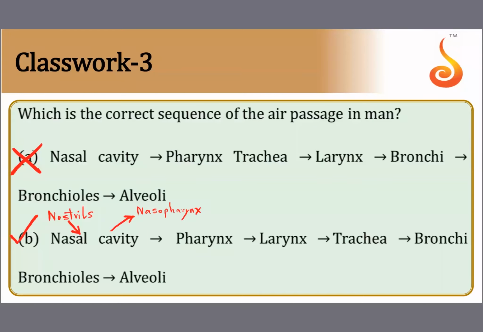Nasopharynx is the part of your nasal cavity which is in communication with the pharynx. Pharynx is actually the back of your mouth, or it is also simply referred to as the throat. So nostrils, nasal cavity, nasopharynx, pharynx, and then from your throat, it doesn't directly go to the larynx. There's the opening of the larynx.